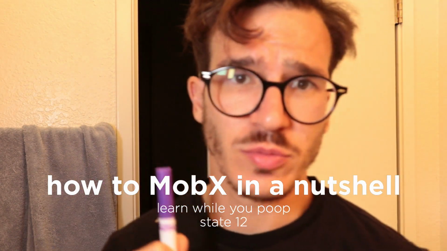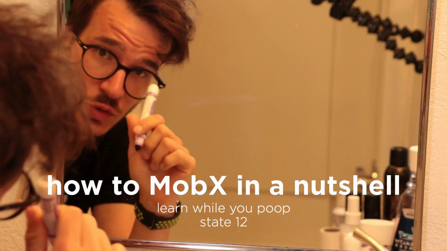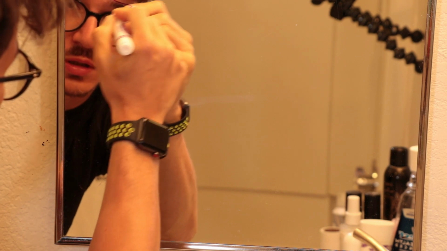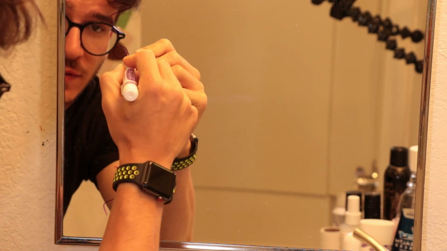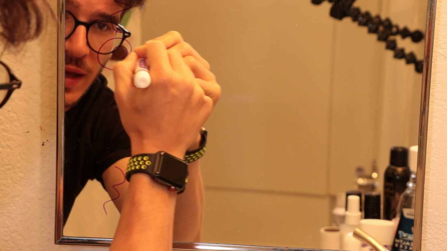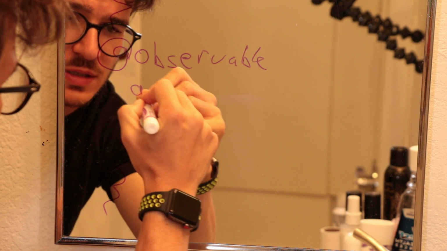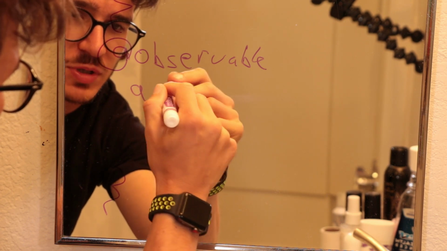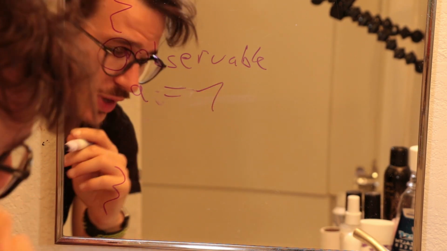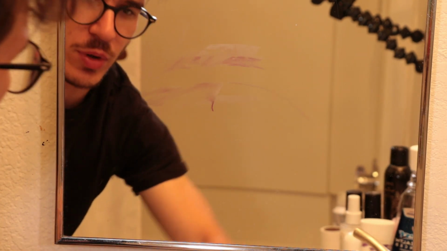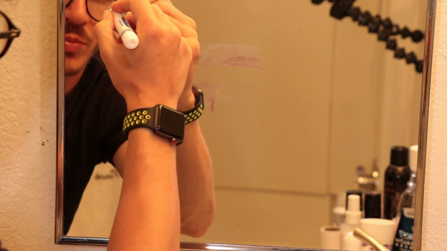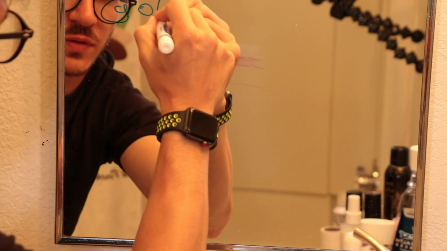Okay, here's how you use MobX in a nutshell. You start by having a little object that can be pretty much anything. This object will have stuff that's called @observable, and that @observable is going to be, let's say, a variable which starts as equaling 1.